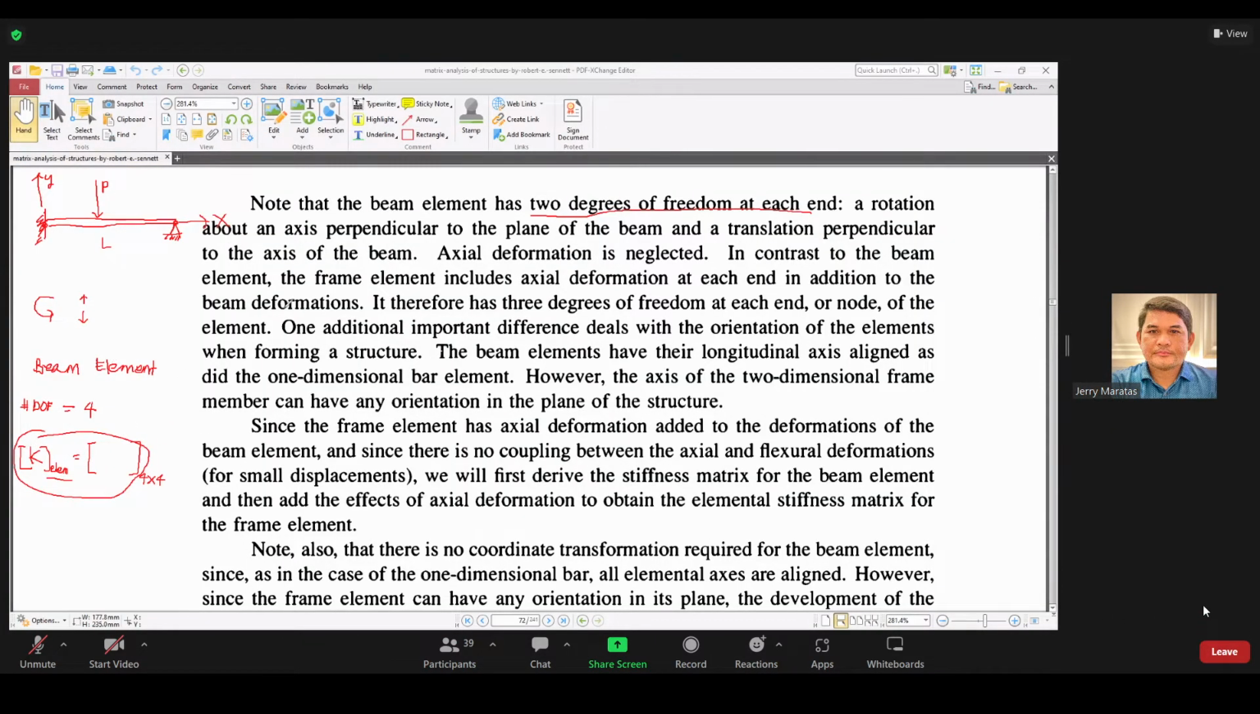Okay? Now, please take note also that sa beam, ang axial deformation is not considered. So it's neglected. So meaning if I have a force, okay, this is a beam, right? Okay, so now if I make this as a roller, that's also a beam. Correct?